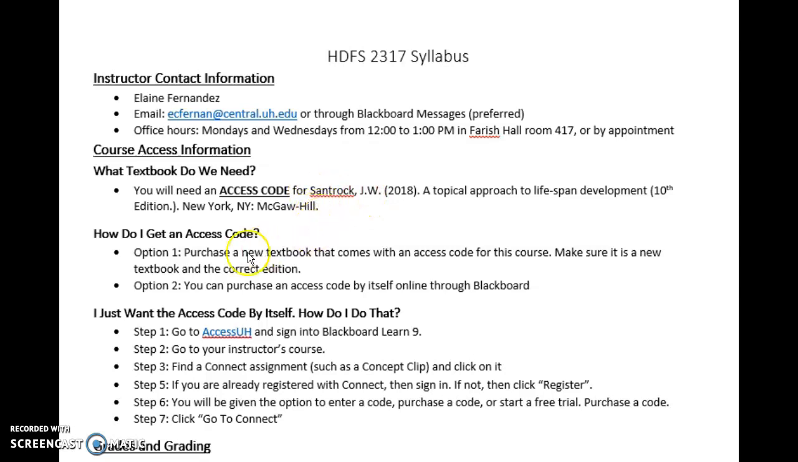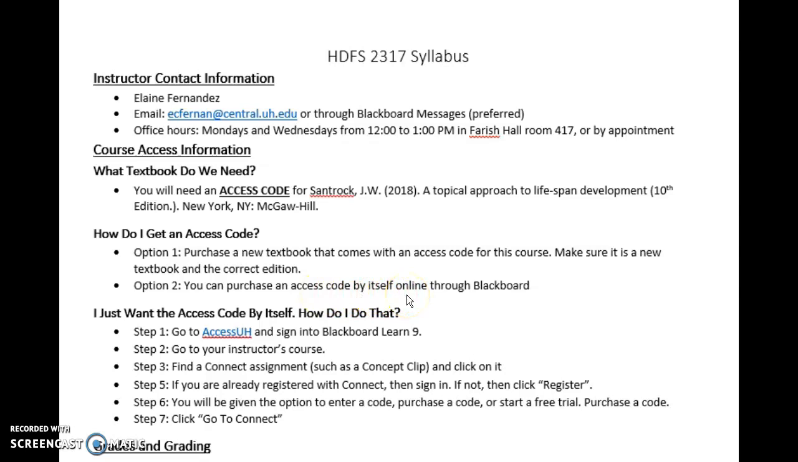An access code will come with any new textbook that you purchase. Just make sure that it's new and that it's the correct edition so that it will actually work for this course. If it's a code that someone else has already used, you can't reuse codes. So if you get it from the bookstore, that should be fine. Another option is you can just purchase the access code by itself online through Blackboard.